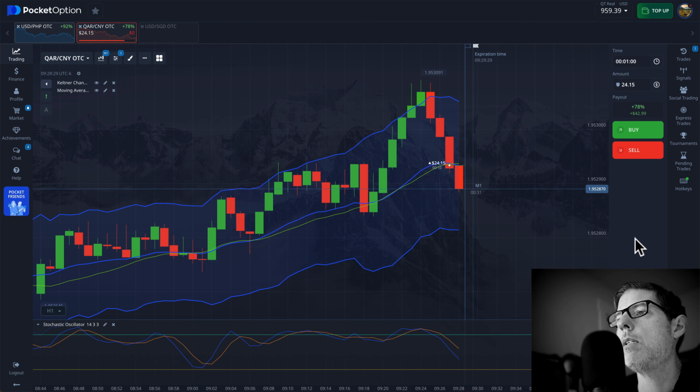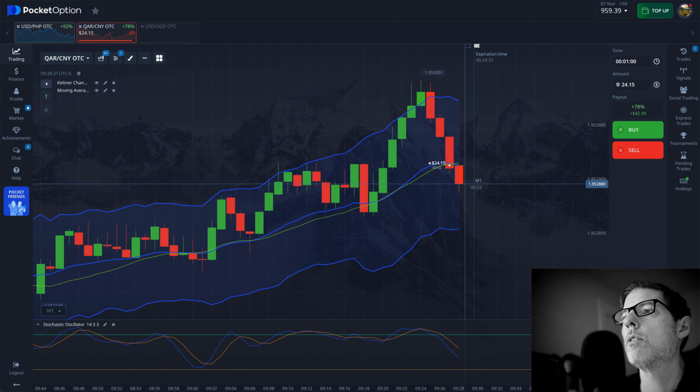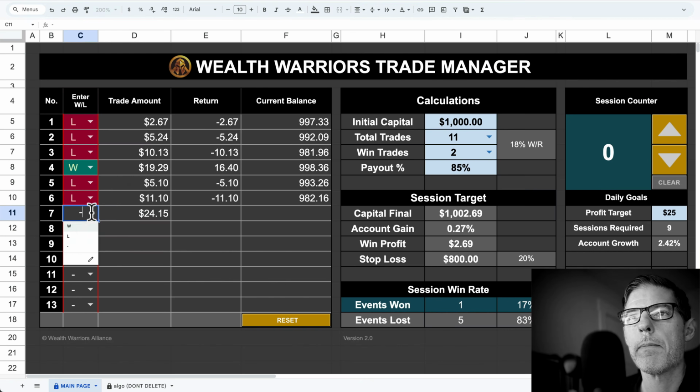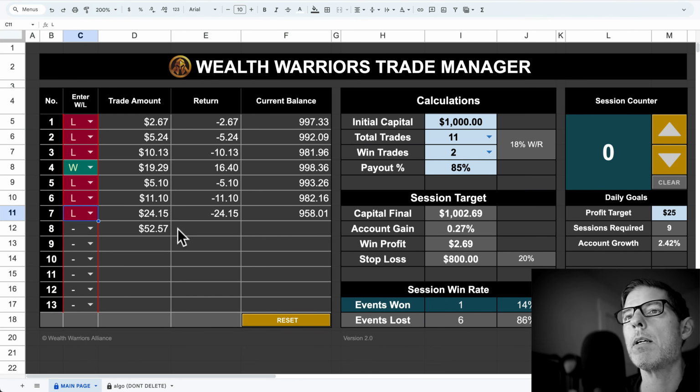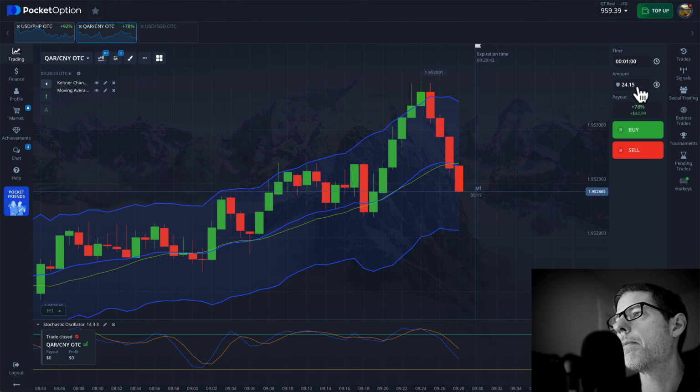So it's just been crazy today, guys. Look at this. Oh, it just dropped down to 78%, but I think I've already got it locked in at 83. So wow, another loss. So let's go back over here. Next trade amount is 52.57.